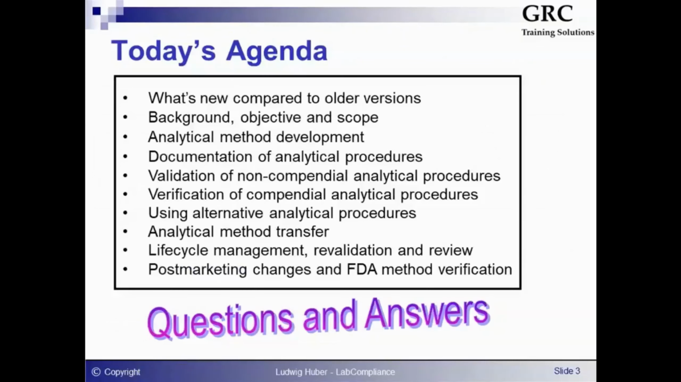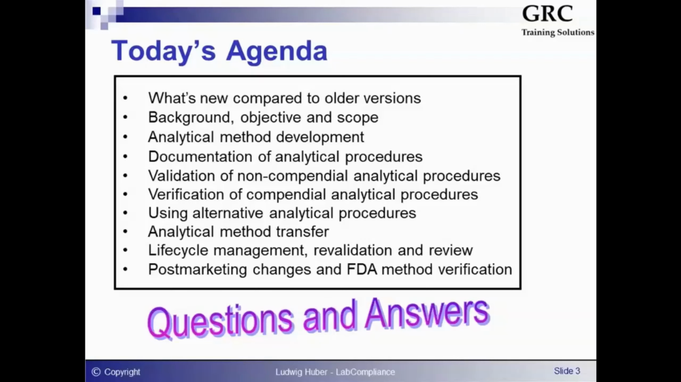I will start with a brief overview and make a comparison between this new guidance document and the one which was previously there, which had been introduced in 2000. Then I will go through its background, the objective, and the scope. I will then go through individual chapters, starting with a chapter on analytical methods development. Next, I will talk about documentation requirements for analytical methods. I think this is also very important.